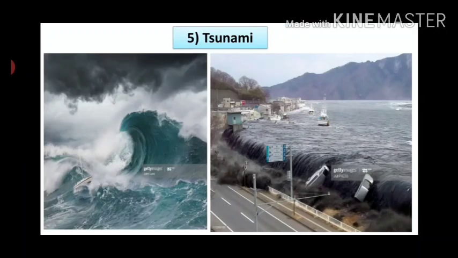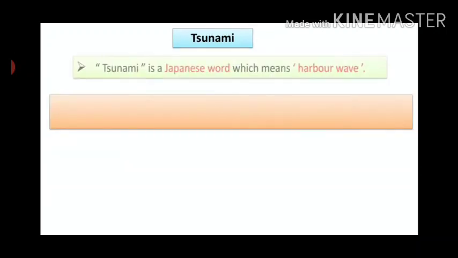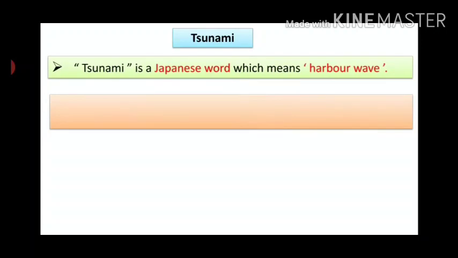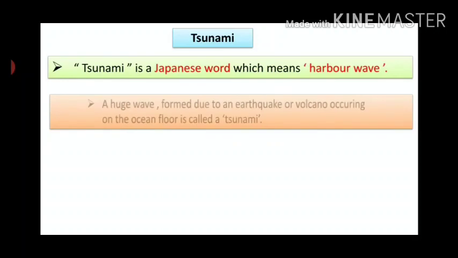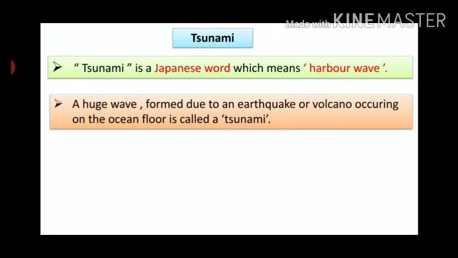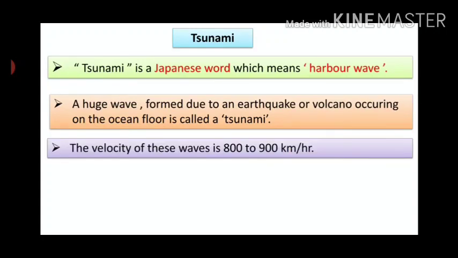Next disaster is the tsunami. Observe the picture. You can see the water is overflowing, it's coming on the road. Now, tsunami. Tsunami is a Japanese word which means harbor wave. It's a very big wave. A huge wave formed due to an earthquake or volcano occurring on the ocean floor is called a tsunami.